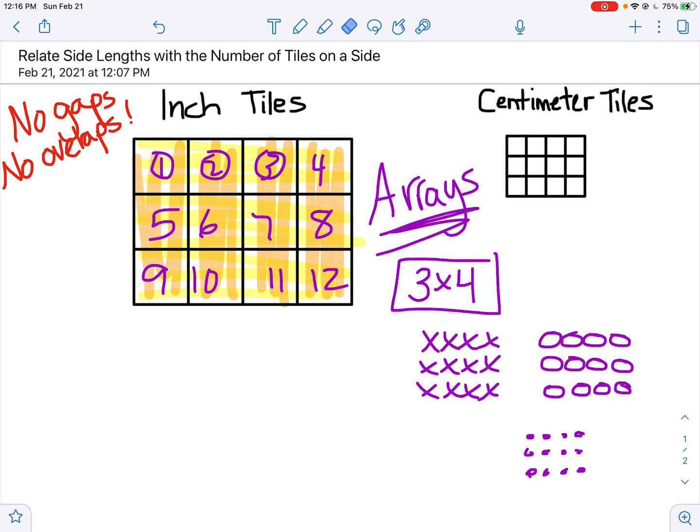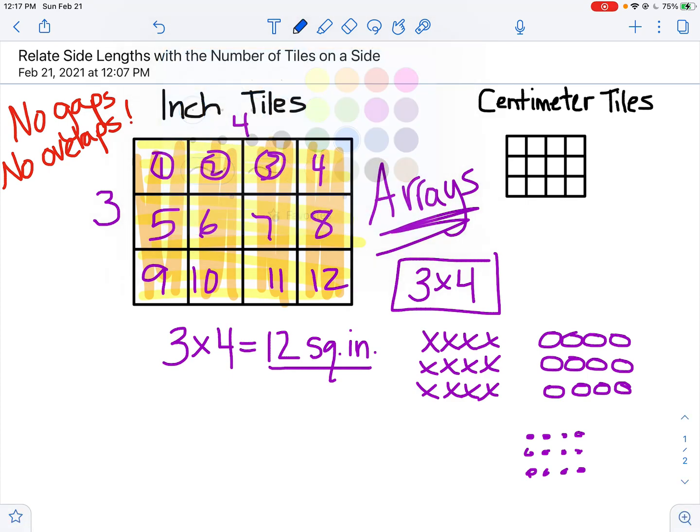this rectangle as a 3 by 4, right? I have 3 going down on the left and 4 going across. And I would write it as 3 times 4. A 3 by 4 equals 12 square inches, because in this case, it's square inches. These are bigger tiles, right? So the area of the rectangle I've shown is 12 square inches, and I've solved that by using multiplication rather than having to count. So let's take a look at my centimeter tiles.